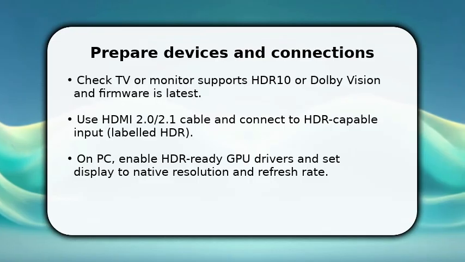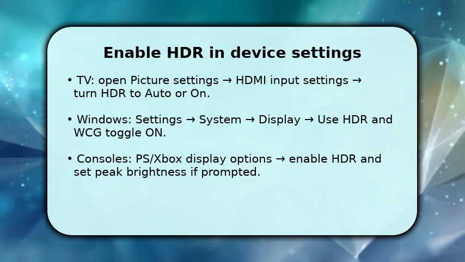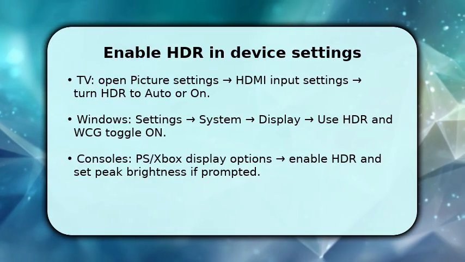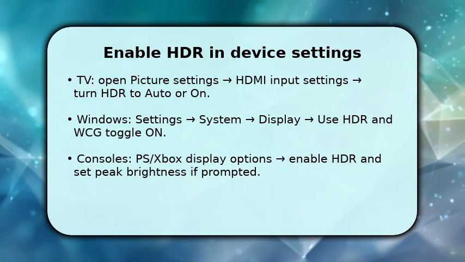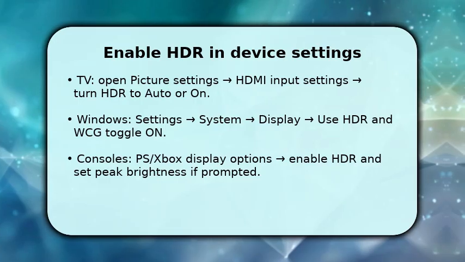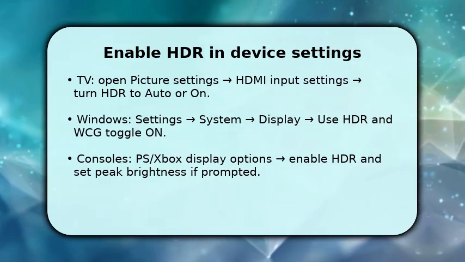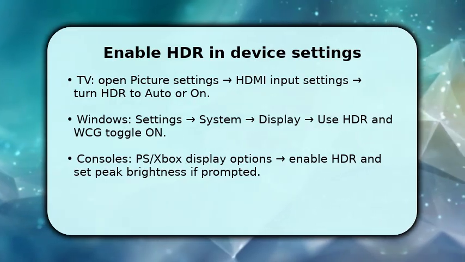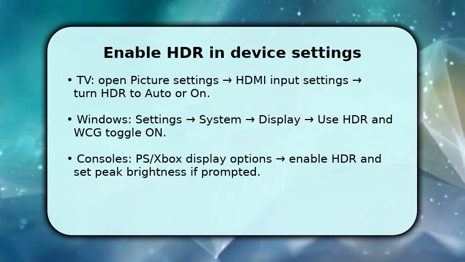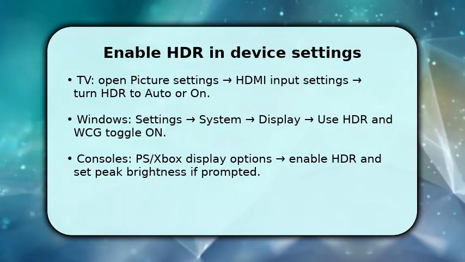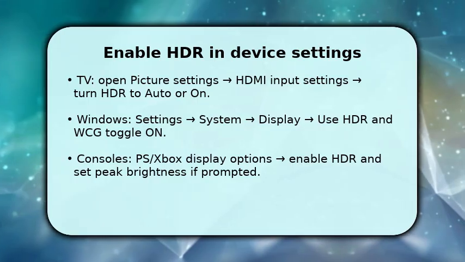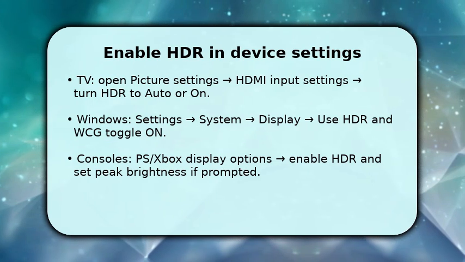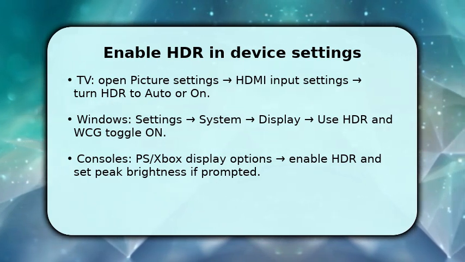You now enable HDR in the device menus. On the TV, open Picture or Input Settings and set the connected HDMI port's HDR mode to Auto or On so it accepts HDR metadata. For Windows, go to Settings, System, Display and toggle Use HDR and WCG, then calibrate if offered. On consoles, navigate to Display Options and enable HDR, following prompts to measure or set peak brightness. These steps let the source and display exchange metadata for correct tone mapping.